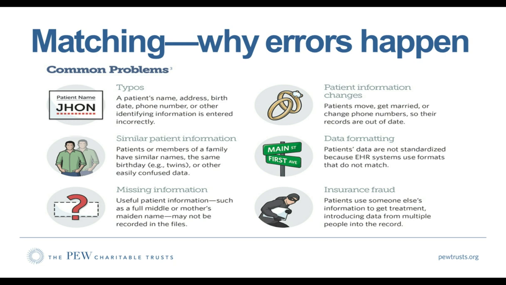Fourth, patient information changes. Patients move, they get married, they have other life events that could lead to one or multiple of their records having out-of-date information. Fifth, there are some challenges with the way the information is formatted and standardized. So if different health records have the demographic data in different formats, that could contribute to patient matching challenges. And sixth, some patients may use another individual's information in order to seek care.